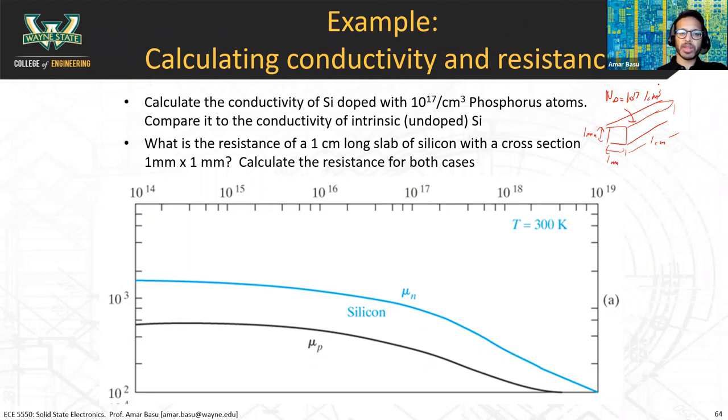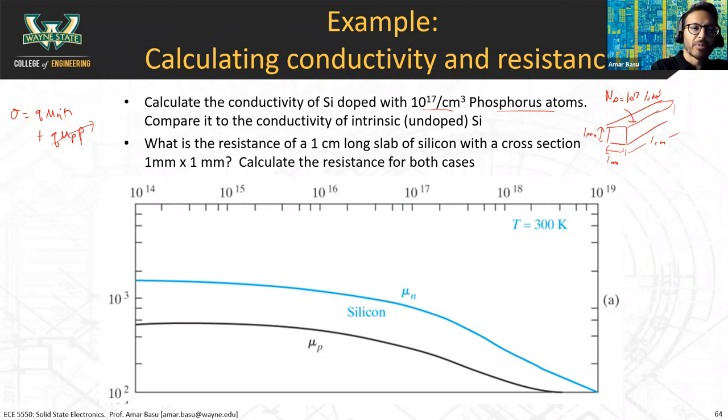Okay, and I'm just going to go through the calculation of how to first calculate the conductivity and then calculating the resistance. It's a pretty straightforward problem, actually. The first thing that we do is figure out the mobility. Now, this is doped with 10 to the 17th phosphorus atoms, so it's N-type. Conductivity is equal to q mu n times n plus q mu p times p. In an n-type semiconductor, the first term, n, is much greater than the second term, p. So this term actually becomes insignificant in an n-type semiconductor.